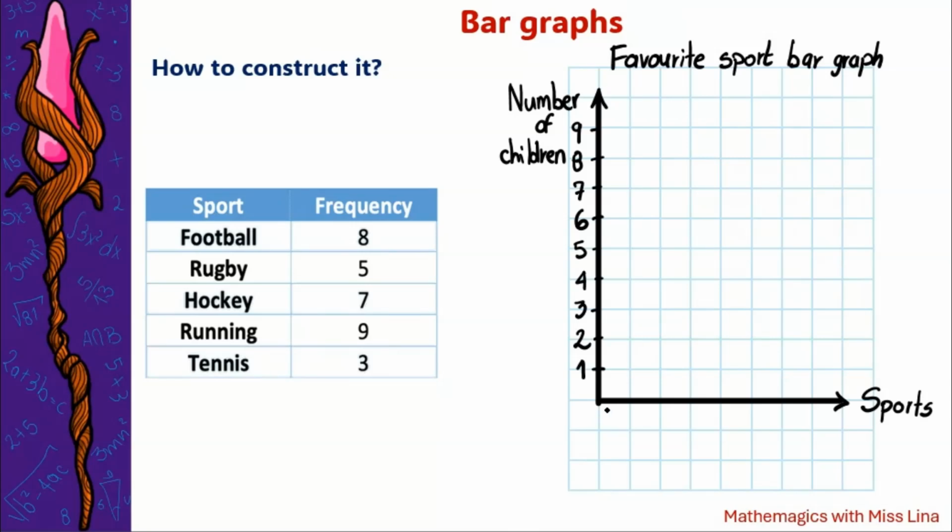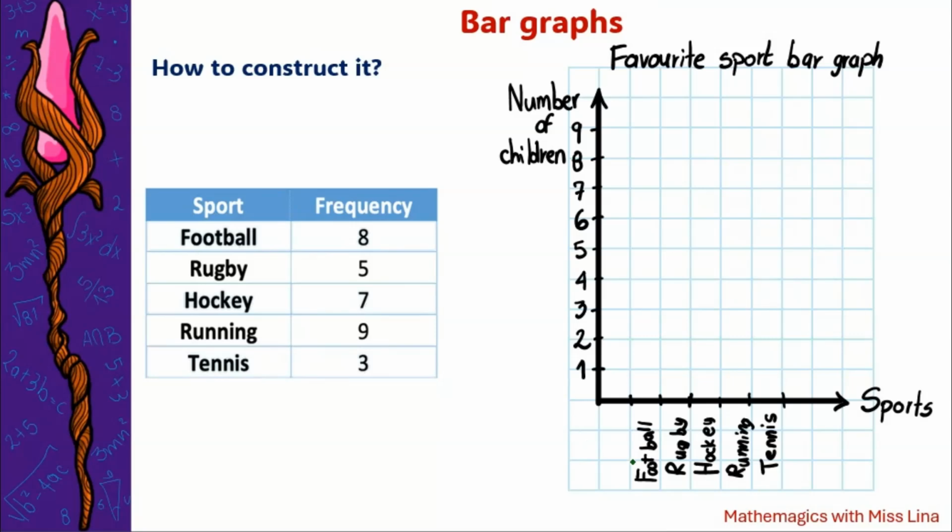Now we represent the sports in the horizontal axis. We can take one square for each sport. For example, this one could be football. The next one, rugby. The next one, hockey, running, and tennis.